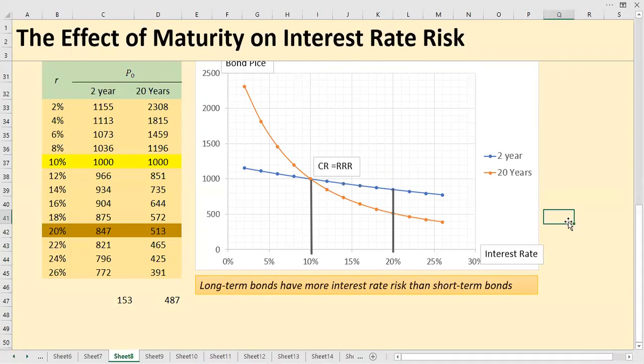So is there anything that I should explain about this? Is this particular graph clear? It says that long-term bonds have more interest rate risk than short-term bonds. So this is how you prove that. Anything that I should explain again?